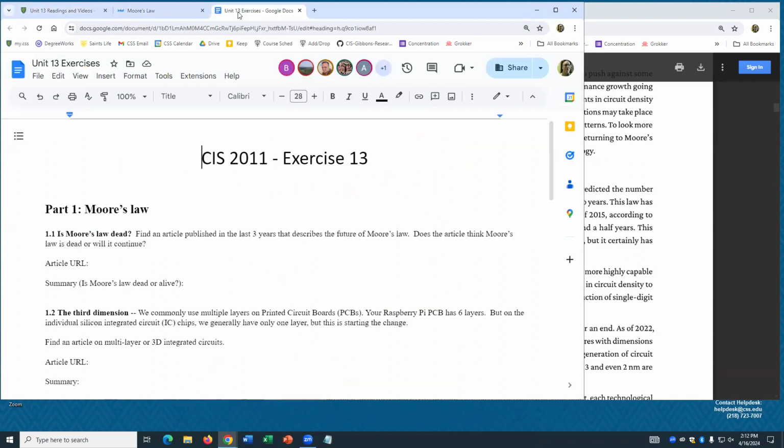And again, for your exercise, I just want you to find an article talking about Moore's law recently, because some people will be saying it's dead, some people say it's going to continue on for the next 10 years. So I'd like to have you find just an article, post the URL, and a quick summary: is it dead or alive?